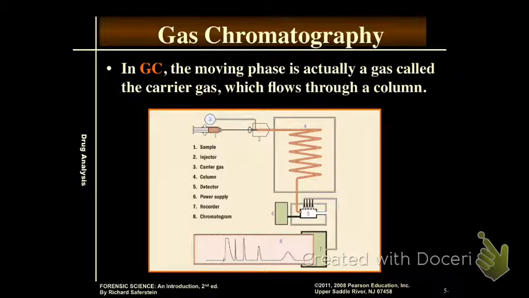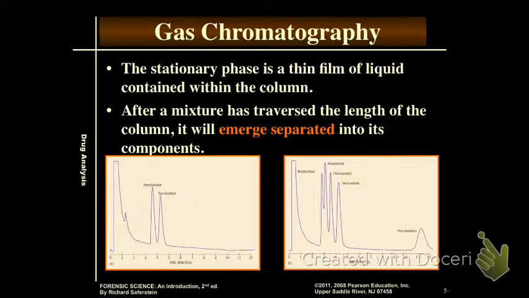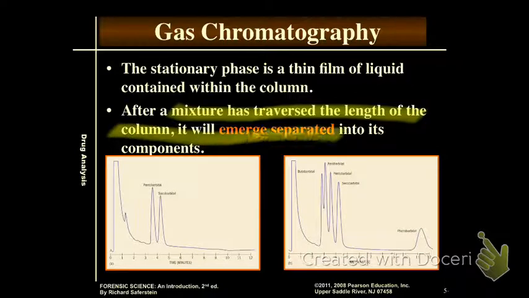You don't have to know what a GC is made of. We're going to switch gears to gas chromatography, or GC. You don't have to know all of the insides of what a gas chromatograph looks like, but you do have to know that there's gas inside, and usually it's helium. The stationary phase that doesn't move is a thin film of liquid. So a mixture will go through this gas column and it will separate into its components.